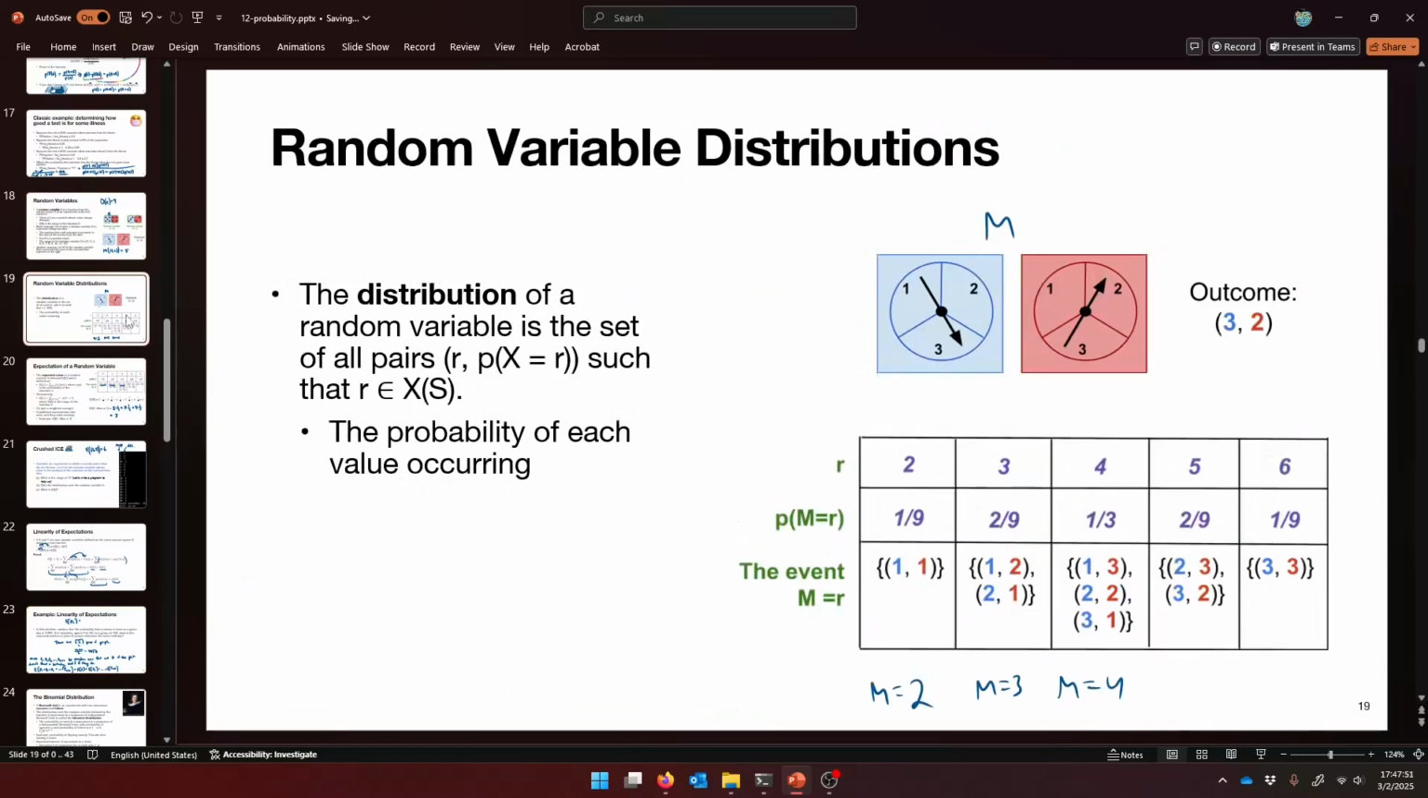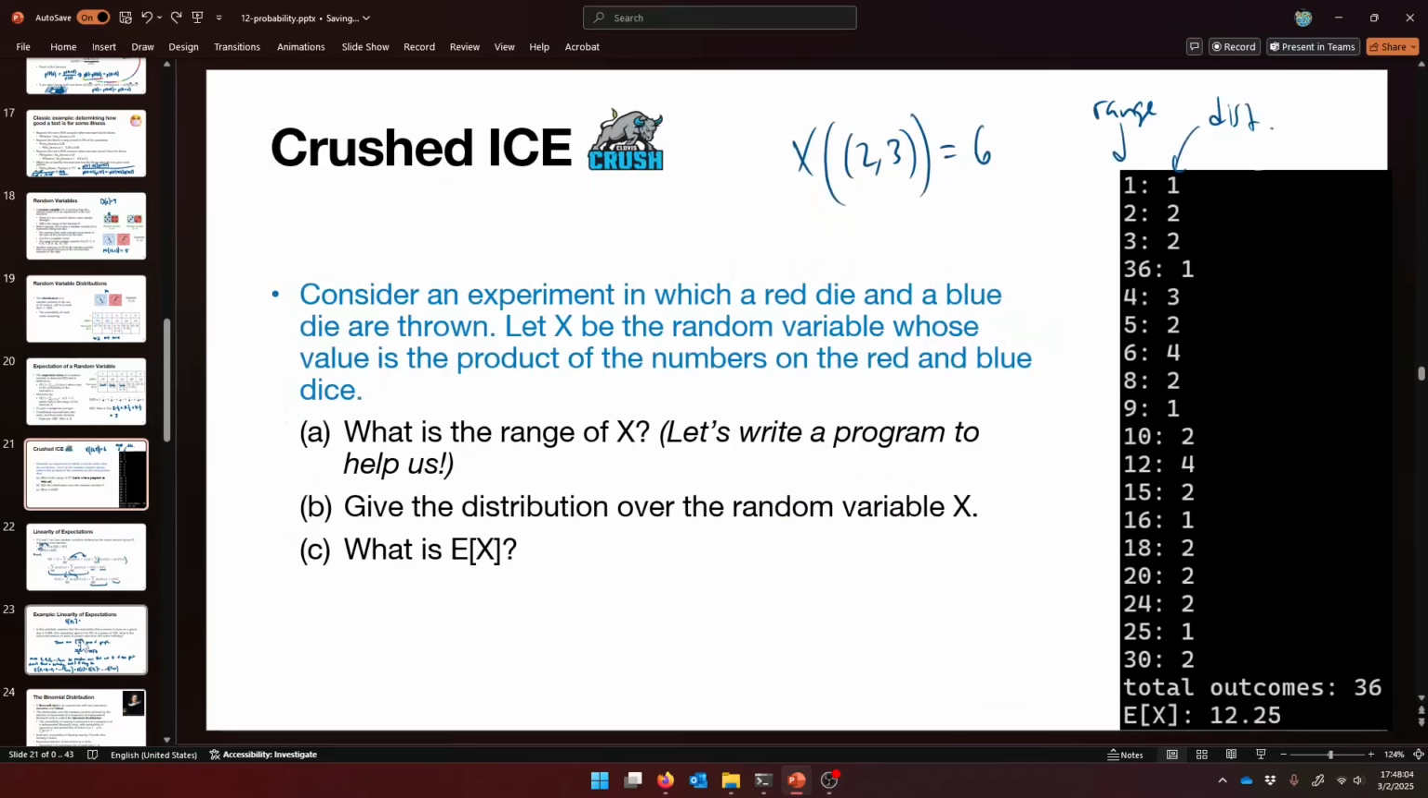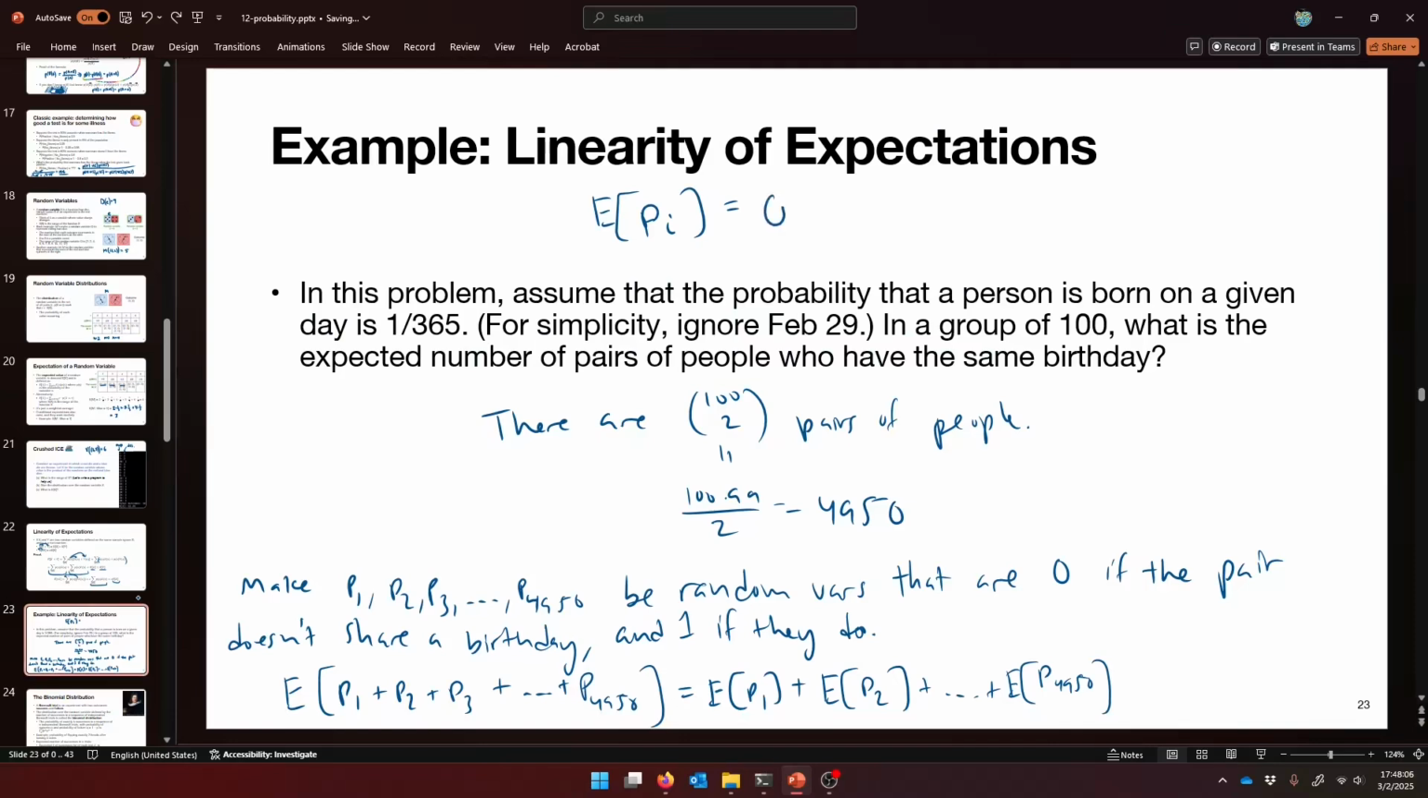Expected value of a random variable is the weighted average: the value of the random variable times the probability of that value being taken on, plus all the other ones. So what about the probability of any given pair of people sharing a birthday? It's either going to give back a 0 or a 1, and it's going to be a weighted average. So let's do that, plus 1.